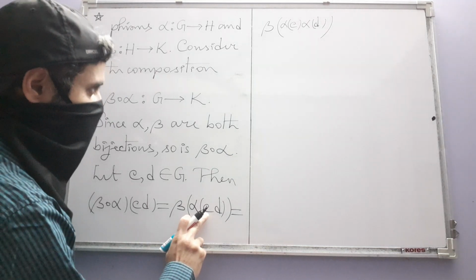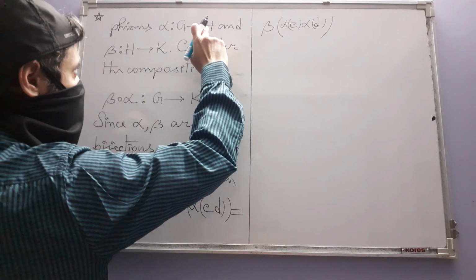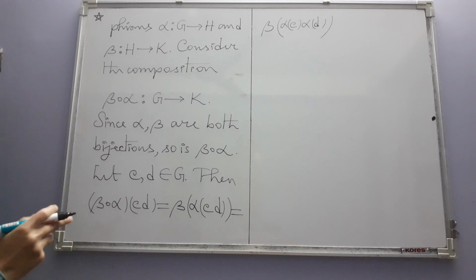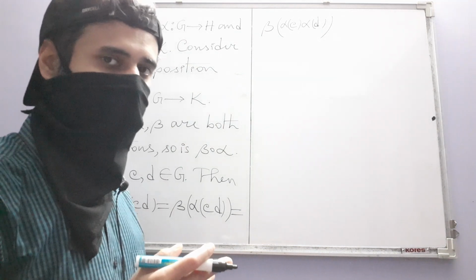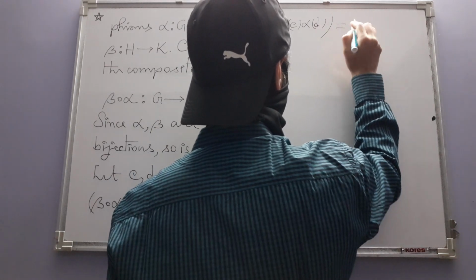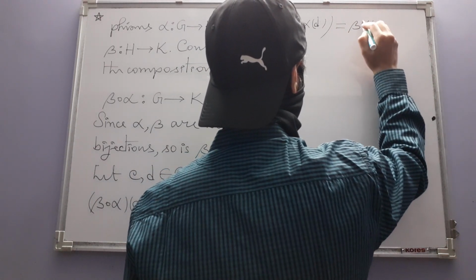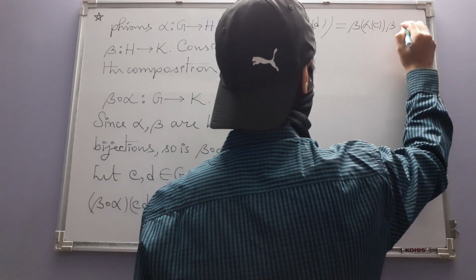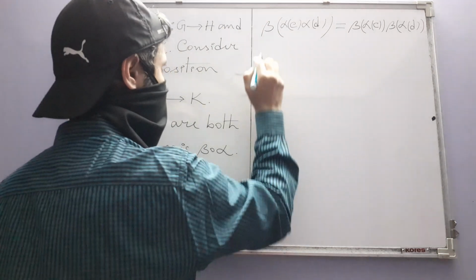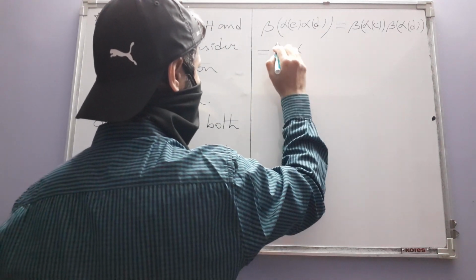But because alpha of C and alpha of D are elements in H, and H is the domain of beta, and beta is also like alpha an isomorphism, so now beta will get distributed over the product. Beta of alpha of C times beta of alpha of D, and this finally gives us what we want.